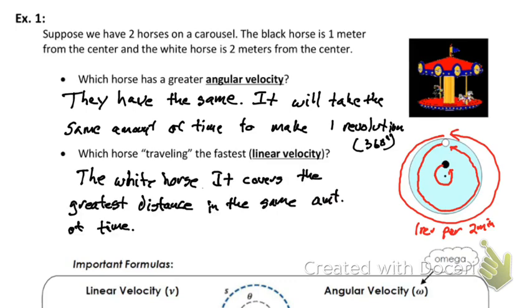So how I worded it is basically it's the white horse. It covers the greatest distance in the same amount of time. Linear velocity is almost like you're not really caring that it's moving around a circle, it's just the speed at which it must attain to make that circle. Angular velocity is rotations, linear velocity is like miles per hour or feet per second. I think of linear velocity more as going straight along this line, where rotation is that fixed rotation.